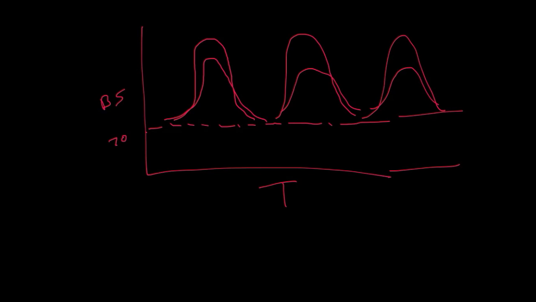How diabetes works is your body's not able to produce enough insulin to bring your blood sugars down, and so your blood sugars run high.